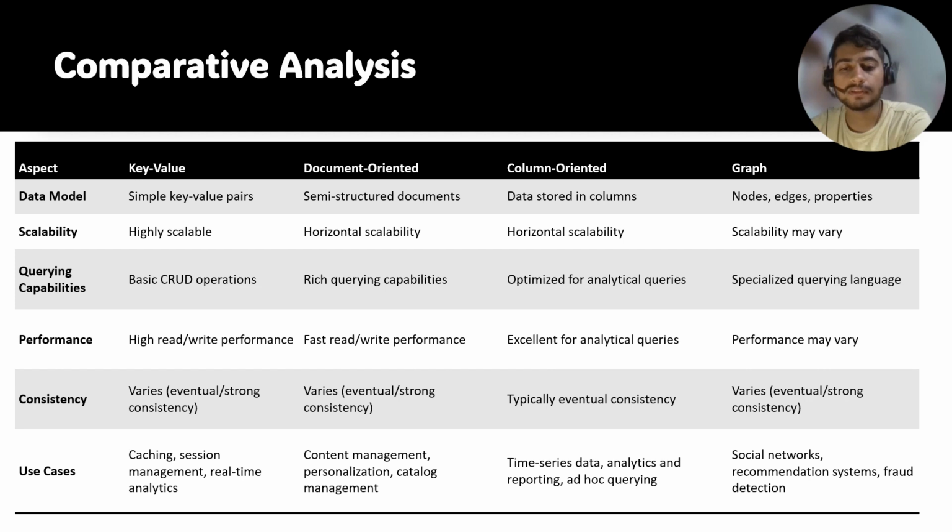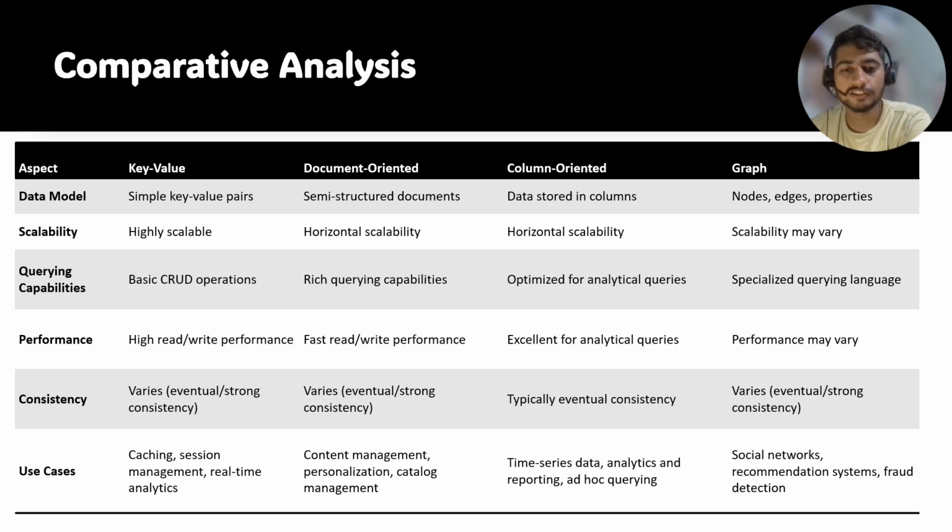Coming to performance, key value has high read and write performance. Document oriented has fast read and write performance. Column oriented is excellent for analytical queries. Then graph, performance may vary. It completely depends on the data model.